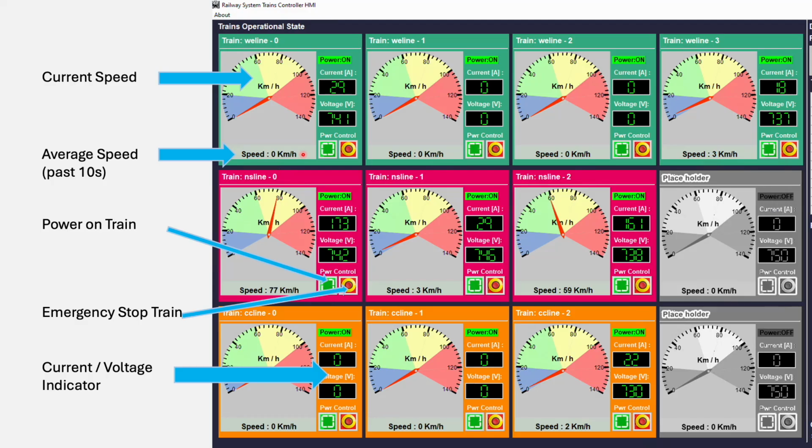We also have the power on train button and the emergency stop train button. This sends a signal to the train control PLC, so this can be attacked as opposed to the physical real-world simulator buttons. We also have the current and voltage indicator on the right side of each train card. Note that each train has its own control card and are controlled independently of each other.